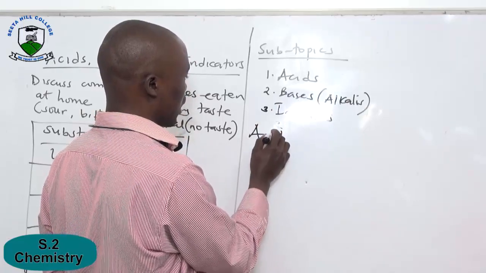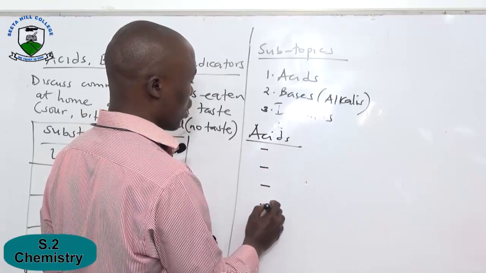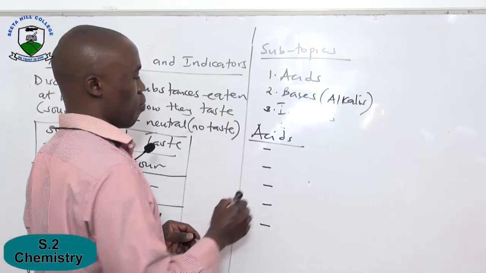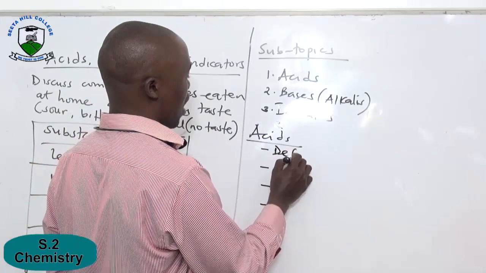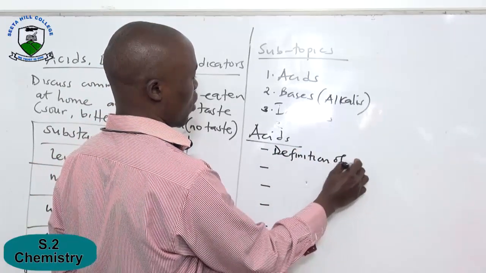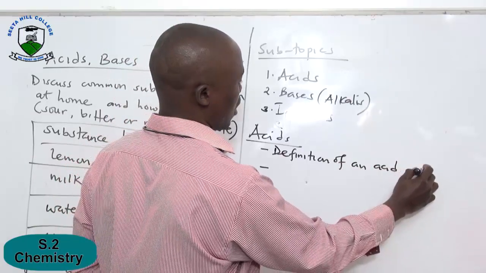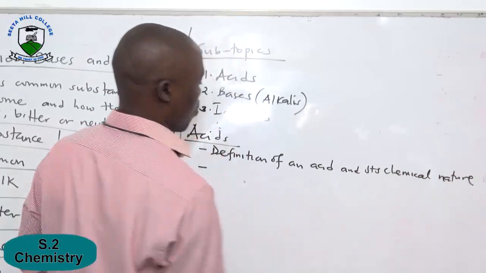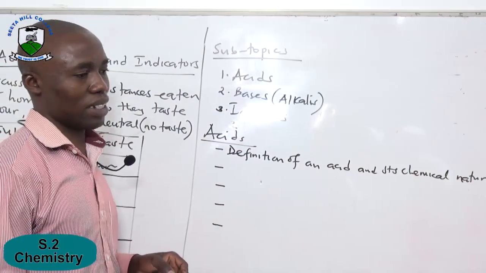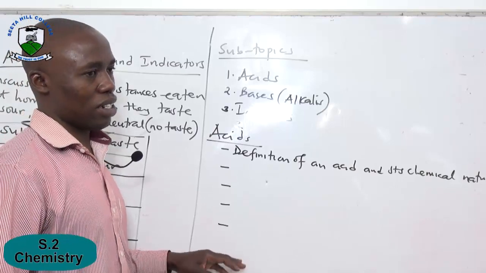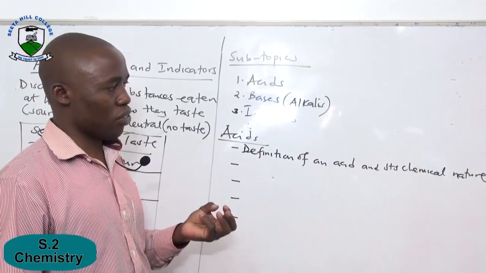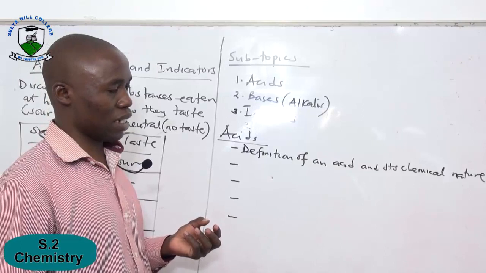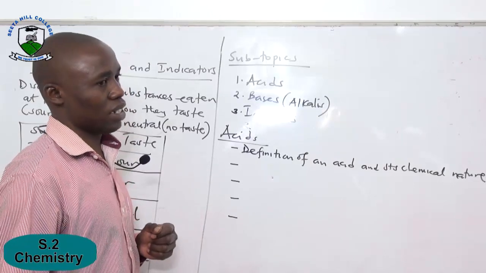Now, starting with acids, we can break it down. What do we need to know about acids? We shall need to know how we define an acid, the definition of an acid and its chemical nature. If we are saying what is an acid, then the chemical nature is what elements or chemical substances make up an acid, that make it taste what it tastes.